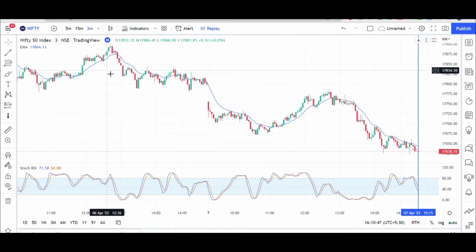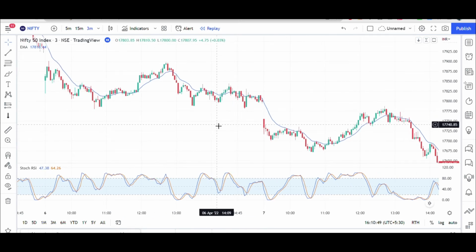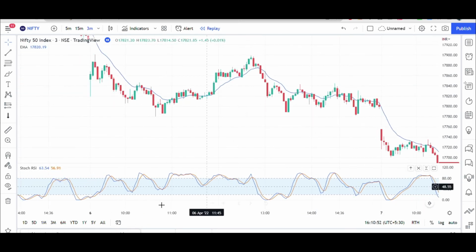Here you can easily see, look, this is 6th April, the day before expiry. Sorry, I said July, it is April. So here you can see it gave the breakdown of 13 EMA. Stochastic RSI was here, and this started. You can enter on this breakdown and it went till here, and you can exit.